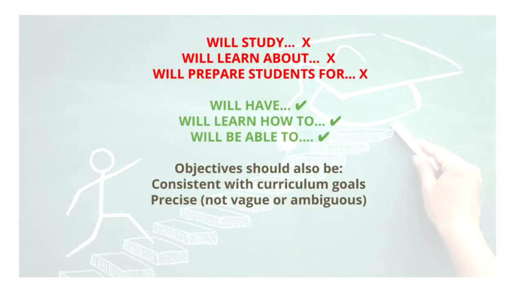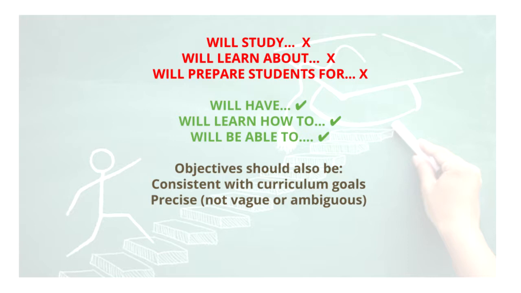Here it's important to avoid expressions such as will study, will learn about, or will prepare students for, because they don't describe the result of learning. They just describe what the students will do during the course, during the class. But you can see that yourself. So objectives can be described with phrases like will have, will learn how to, or will be able to.